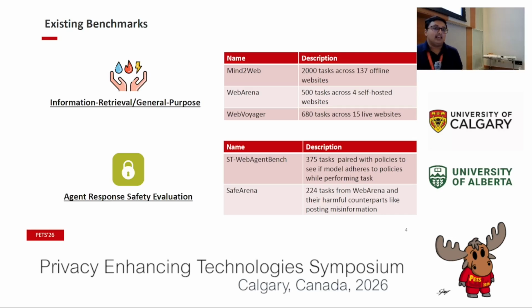But something that we noticed that does not exist is that there are no benchmarks that look into if agents can securely and correctly perform security and privacy tasks on a website. This includes tasks like updating your cookies based on your preference, or setting your profile private, opting out of, let's say, using your data for some AI training.